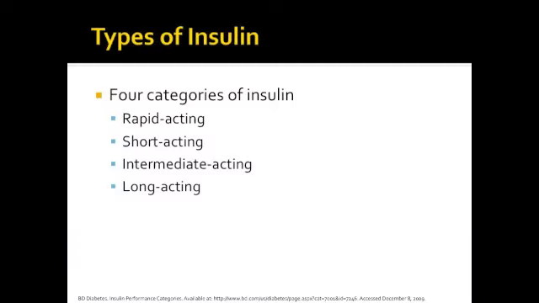We will start off by reviewing the different types of insulin that are available. There are 4 categories of insulin. These are rapid-acting, short-acting, intermediate-acting, and long-acting insulin.